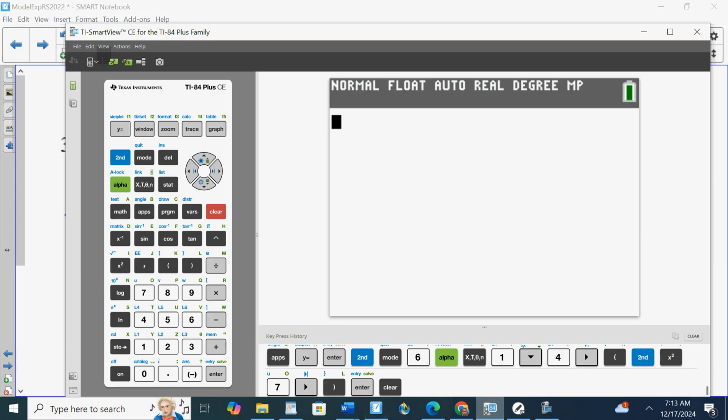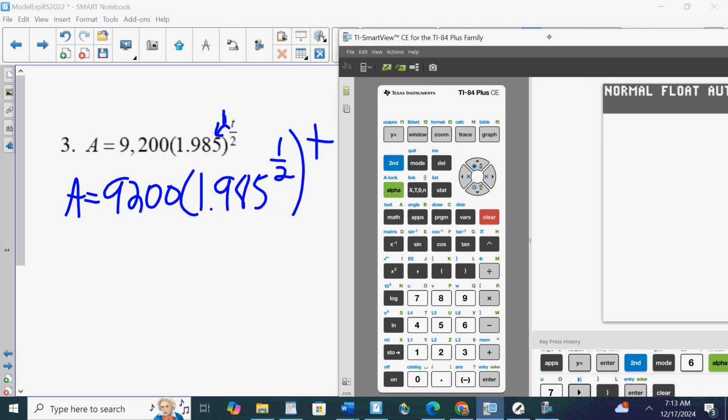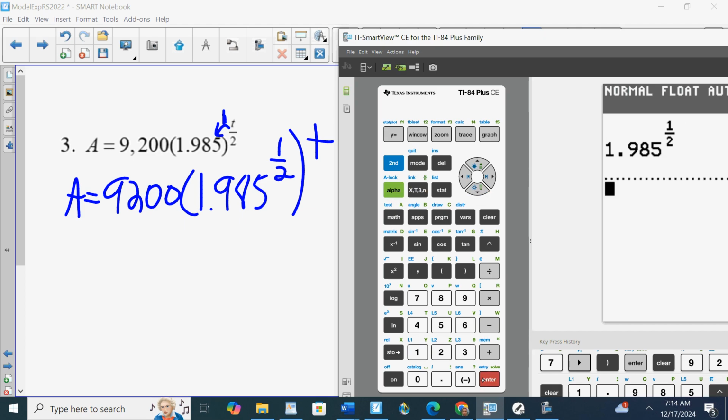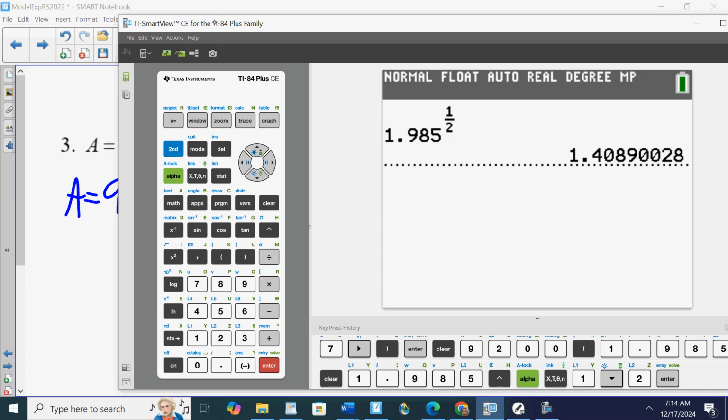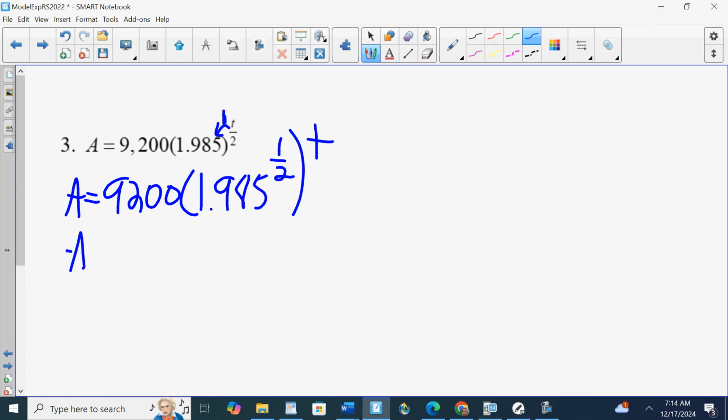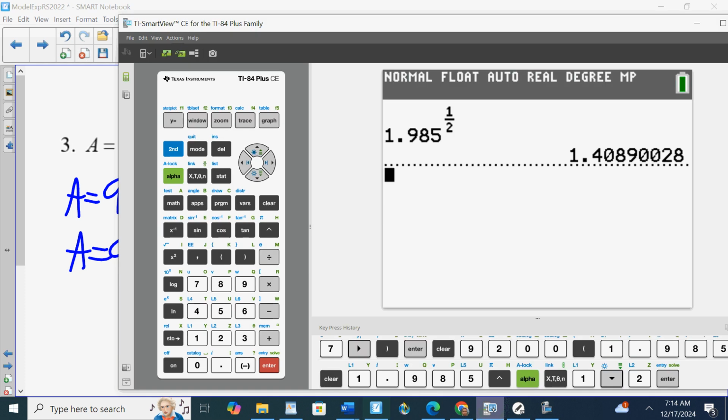So now I'm going to type in 9200, no, just 1.985 to the power of 1/2. I get 1.4089.